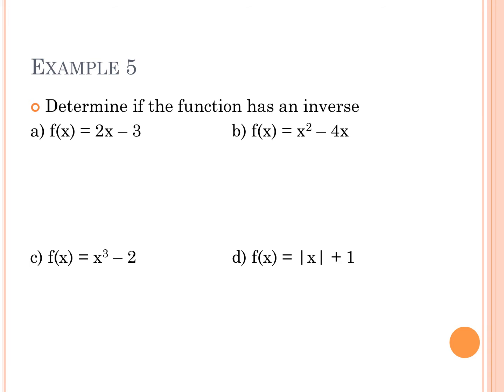Does A have an inverse? Yes. Does B have an inverse? No. Because X is squared, right? Does C have an inverse? Yes. Does D have an inverse? No. Because X is an absolute value.